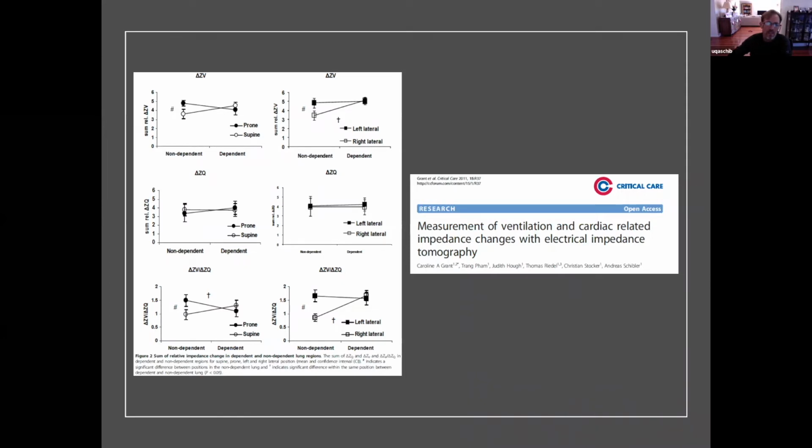We looked as well if we can measure basically VQ mismatch. Just look at the lower part of this graph here. If we are in prone or supine position and look at the VQ match or mismatch, we can pick up the dependent lung in, for instance, lateral position. We get much more uniform ventilation distribution in the dependent lung than in the non-dependent lung. That can be easily picked up by EIT.